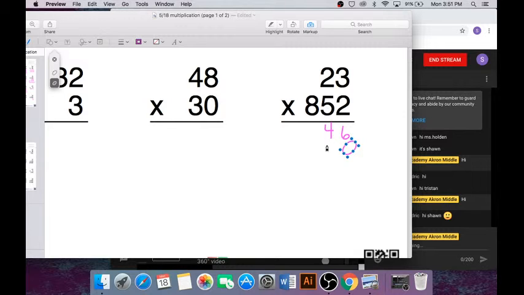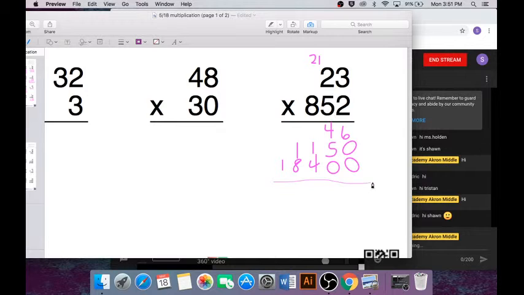We have 5 times 3 is 15. So we put down the 5, we carry the 1. 5 times 2 is 10, plus 1 is 11. We move to our 8, so we're going to put 2 zeros to hold our place. We have 8 times 3, which is 24. So we put down our 4, we carry our 2. We have 8 times 2 is 16, plus 2 is 18.